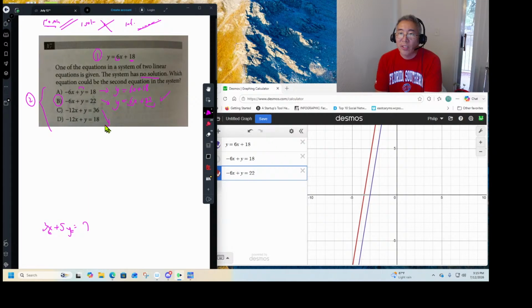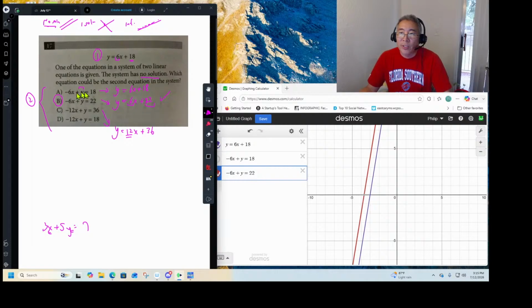Now these ones down here, we can see that we would add 12x to both sides to get y by itself. So we'd have y equals 12x plus 36. We can see this is clearly wrong. It's not parallel. Slope of 12 here, slope of 6 here, not parallel, right? Same with D. All right. So I showed you how to do it with Desmos. I showed you how to do it with algebra.